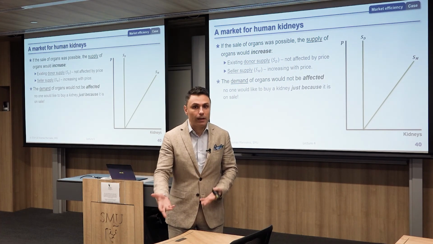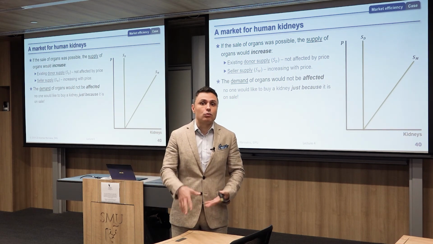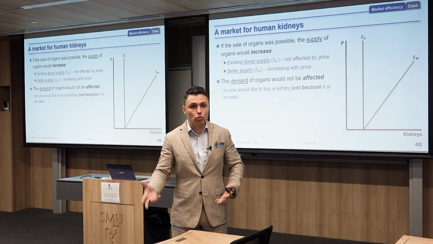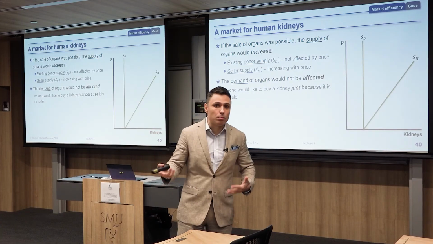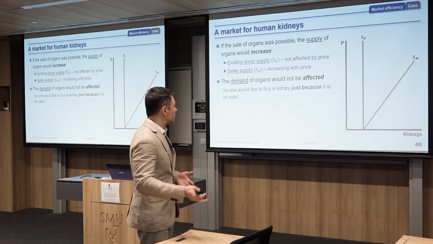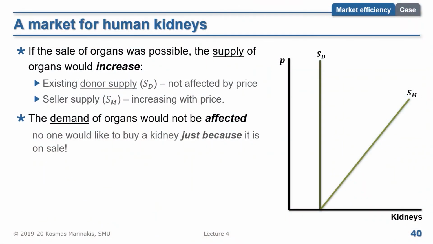If you have kidney failure, you need a transplant. If you don't have kidney failure, you do not want to have an extra organ sitting there, because I don't think that they last more than 48 hours in the fridge actually. All right, so this is going to be the demand, the same with market or without market. As you can see there, you can easily start figuring out what happens with equilibriums.